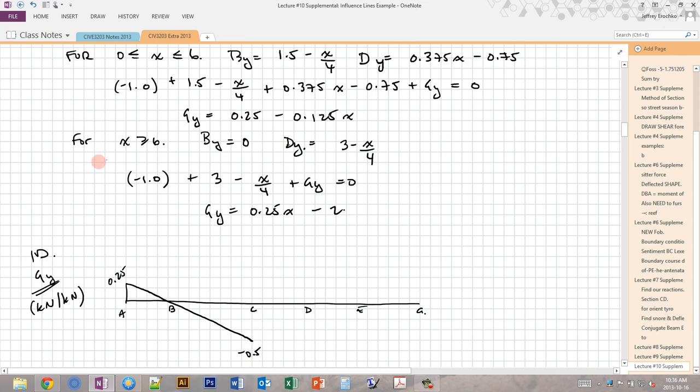And then now we have to switch to the other part because we have x greater than or equal to 6. So at x equals 6 again, we're going to get 1.5 minus 2. So that's going to equal negative 0.5. So we start at the same point here. Then at 12, we're going to get 0.25 times 12 minus 2. So that's going to be 3 minus 2, and that is going to be equal to positive 1.0.